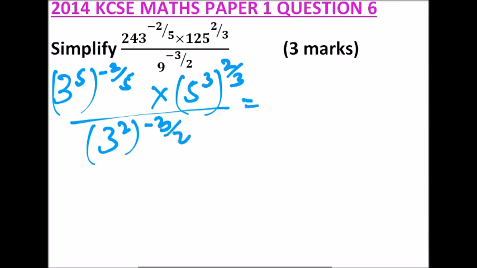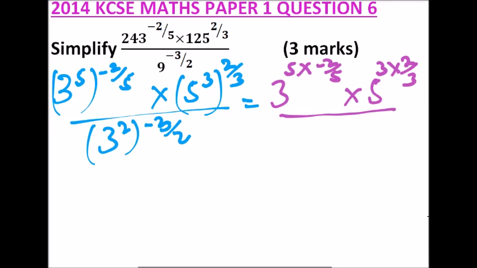So this is equal to, when you open the bracket, we have 3 to the power 5 multiplied by minus 2 over 5, multiplied by 5 to the power 3 multiplied by 2 over 3. All this is divided by 3 to the power 2 multiplied by minus 3 over 2. So that is equal to, here 5 divided by 5 is 1, and here 3 divided by 3 is 1, and here 2 divided by 2 is 1. So we can have 3 to the power minus 2. Here we have 3 to the power minus 3.